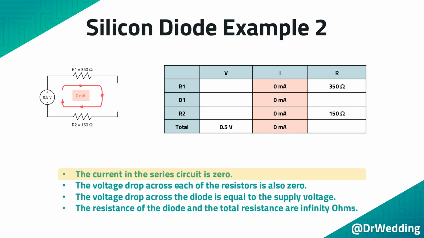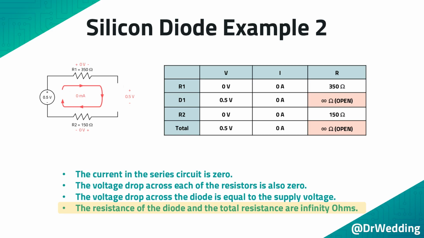The current in the series circuit is 0. The voltage drop across each of the resistors is also 0. The voltage drop across the diode is equal to the supply voltage. The resistance of the diode and the total resistance are infinity ohms.